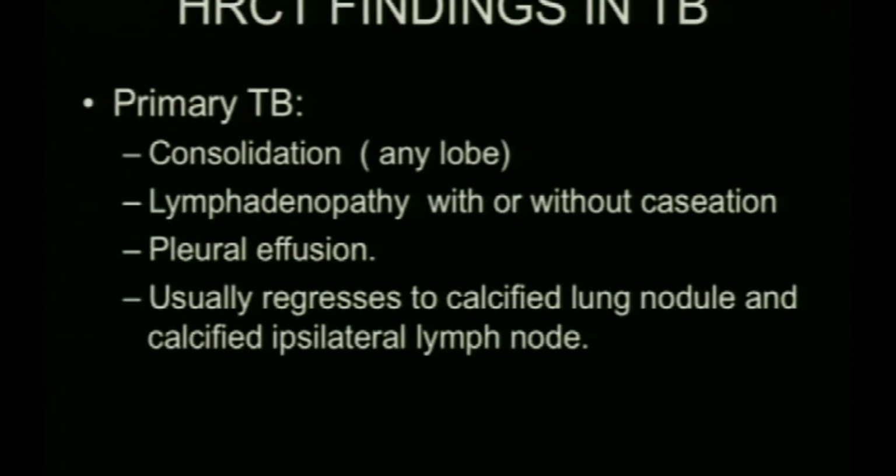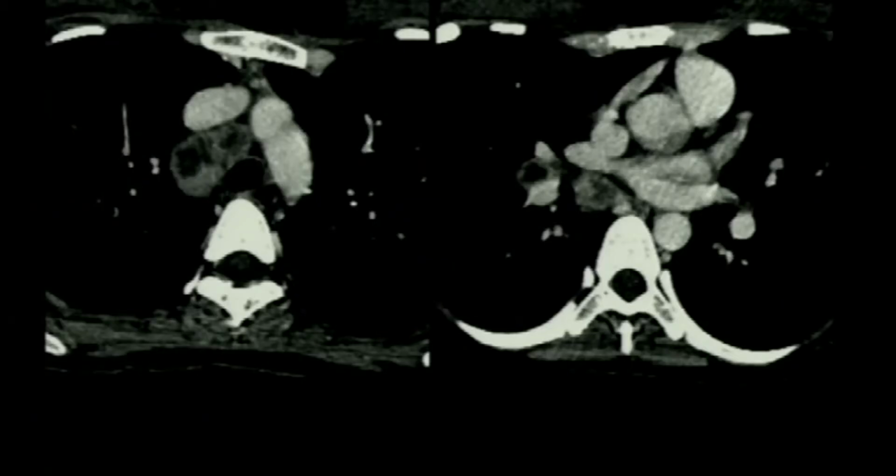So let's go through some of the typical findings of TB in an HRCT. In primary TB, you will see consolidation in any lobe. Lymphadenopathy can be with or without caseation, and there may be pleural effusion. All these primary TB lesions usually heal with calcification. So when you do subsequent imaging, you will find a calcified mediastinal node or a calcified parenchymal nodule.